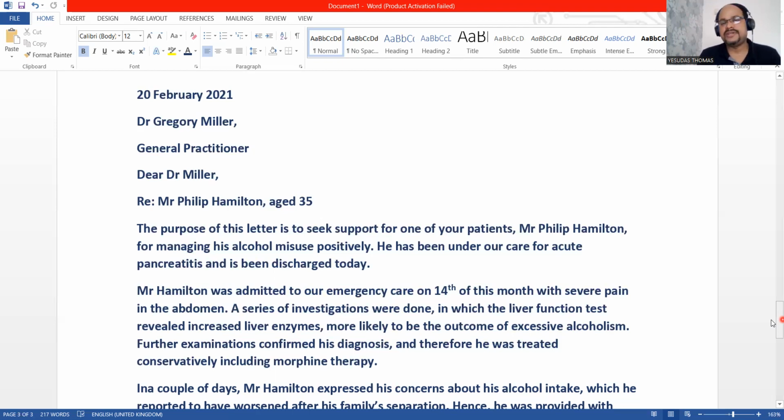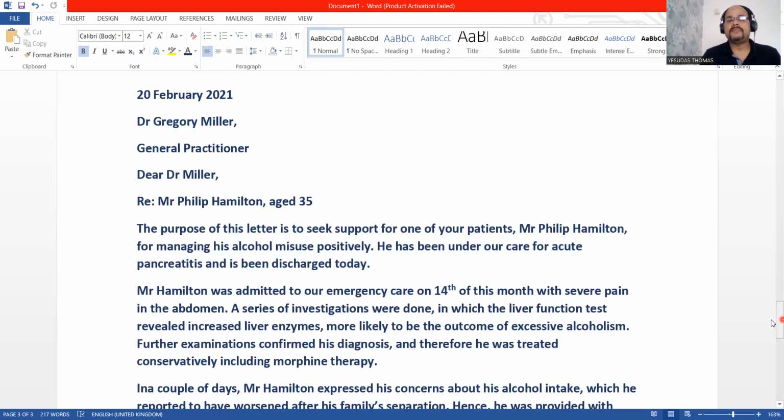A series of investigations were done, in which the liver function test revealed. In the ultrasound and CT scan, there were no abnormalities, there were no renal calculi, there were no other problems. If there were such problems, we would have written it. We didn't write it, so that's why we excluded those things.